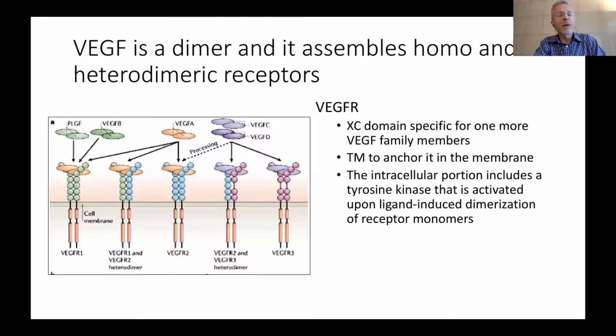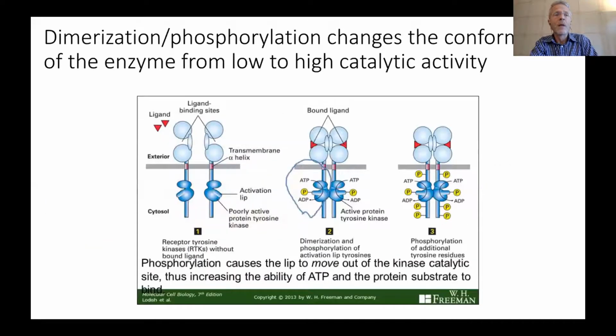What I mean by activated is that the kinase activity of the enzyme increases. It's a kinase, so it phosphorylates proteins. Phosphorylation of proteins changes their conformation, which then is instructive for engaging signal transduction pathways. So again, phosphorylation changes the conformation of an enzyme from low to high activity. In the case of receptor tyrosine kinase, this is low to high. That's not always the case for how phosphorylation changes the enzymatic activity.